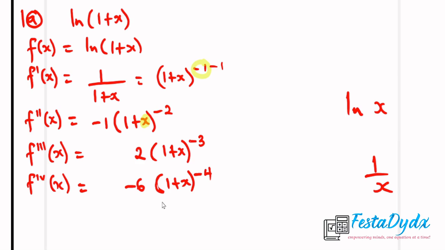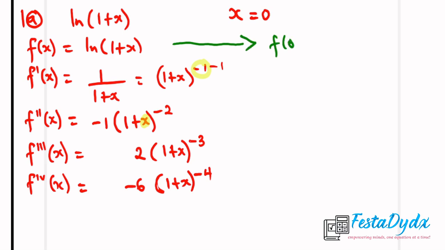If you remember what we did in our last video when we were deriving the Maclaurin series, after getting the successive derivatives, the next thing is to make x 0. That's substitute x to be equal to 0. So if we substitute x to be equal to 0, we'll start from here. This gives us f of 0, which is equal to the natural log of 1 plus 0, which is equal to the natural log of 1. And then the natural log of 1 is 0.